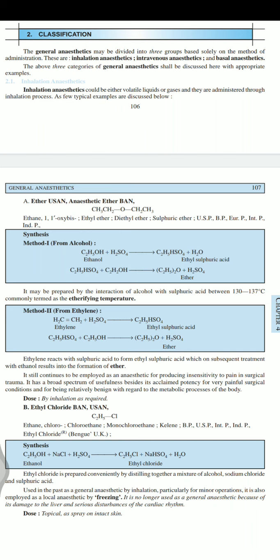Then we come to ethyl chloride. Ethyl chloride is prepared conveniently by distilling together a mixture of alcohol, sodium chloride, and sulfuric acid. It can also be used as a local anesthetic by freezing. But nowadays it is not used much because it causes serious disturbances of the cardiac rhythm.